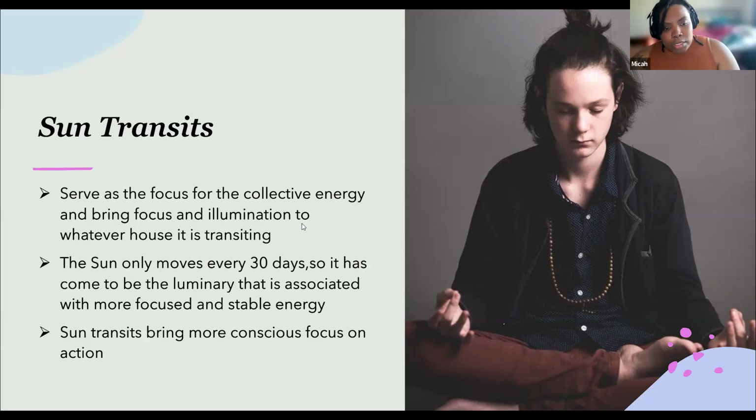Sun transits bring more conscious focus and action. Did I make a typo there? Yeah, I think it was supposed to be "and action." More conscious focus and action. There we go.